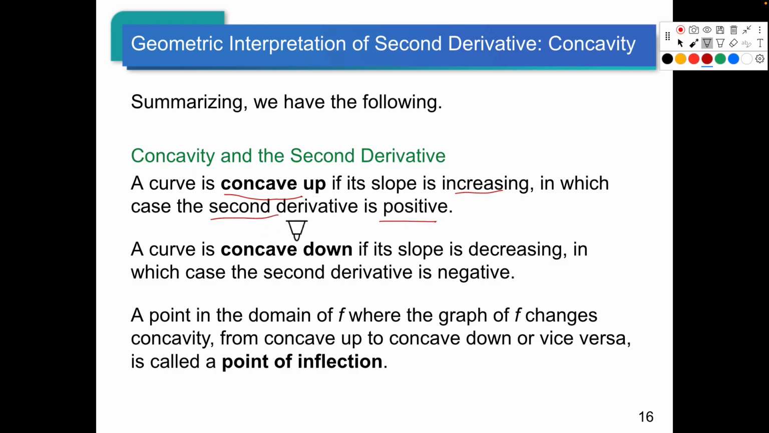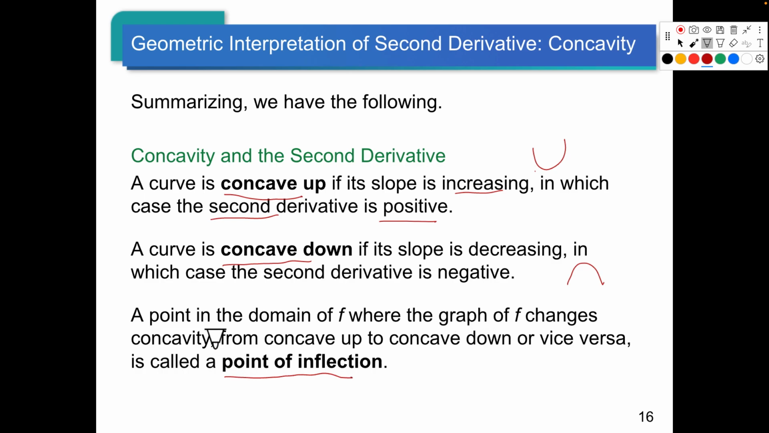So the second derivative is positive. A curve that is concave down, and again this would look like that, concave up would be like that, if its slope is decreasing, in which case the second derivative is negative. So concave down, like a frown. And then we talked about this point of inflection.